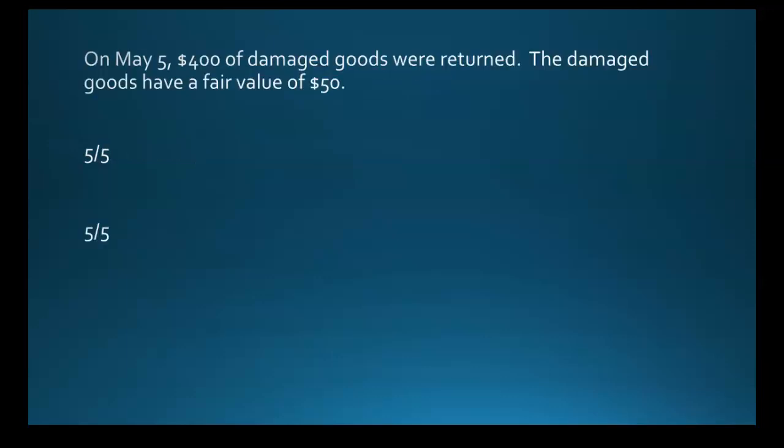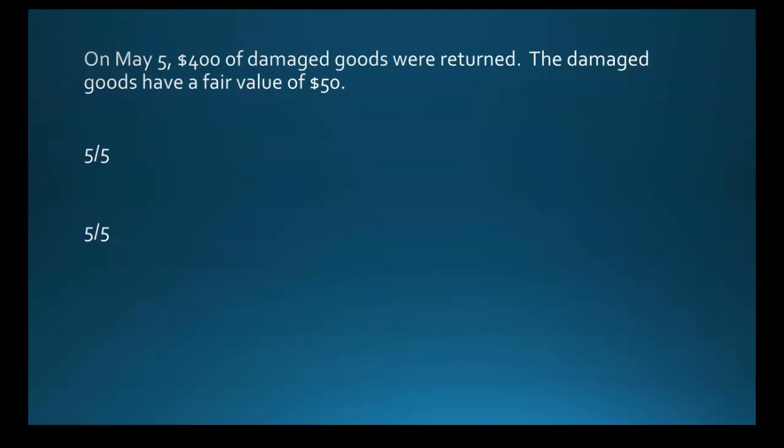Moving on to the 5th, you'll notice we have two entries here again. On May 5th, $400 of damaged goods were returned, and the damaged goods have a fair value of $50. So if we think back to the entries that we made when we sold all of these goods, there's going to be some similarities here when there's goods being returned.